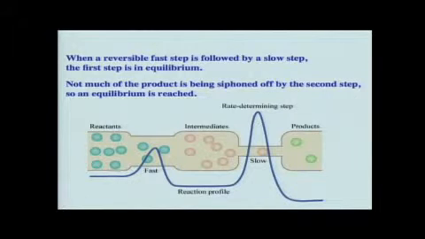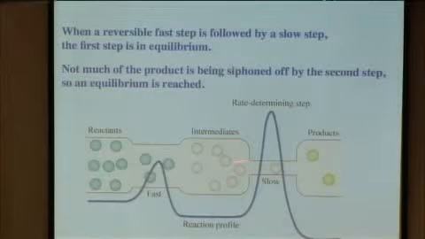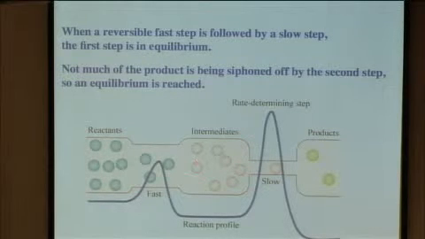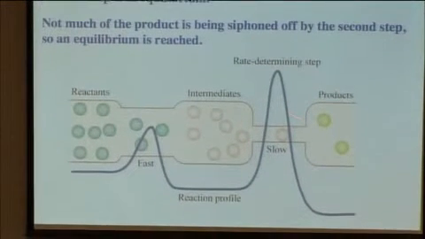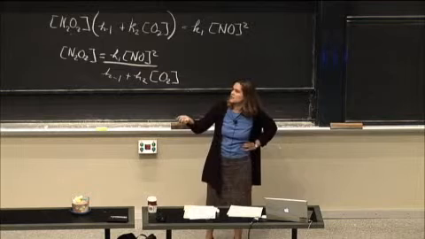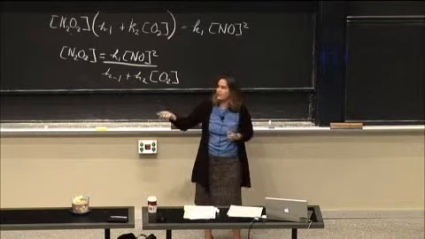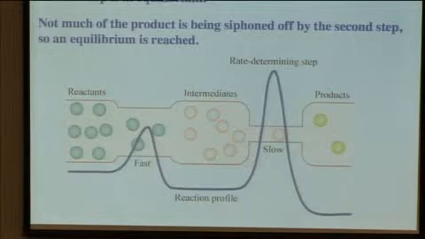So you can think about that in terms of this plot here. If you have reactants going to intermediate, and this is fast and reversible, so they're going back and forth, and then very, very little of that intermediate is getting siphoned off. This is very slow. So very, very little of this is being siphoned off to products. So that allows that first step to really reach equilibrium conditions, because this doesn't really factor in, and so you reach an equilibrium here. And that allows you to simplify your expressions.